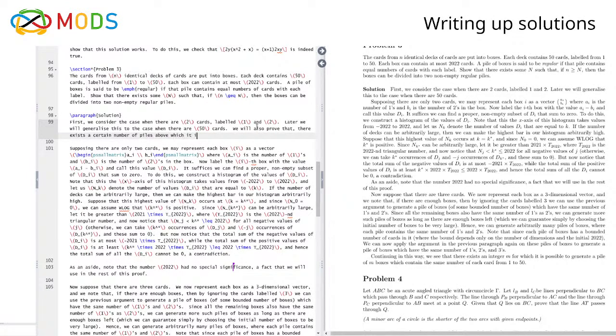Construct a histogram of the values of D. Bruh. Blur that out. In the post, we'll delete that.